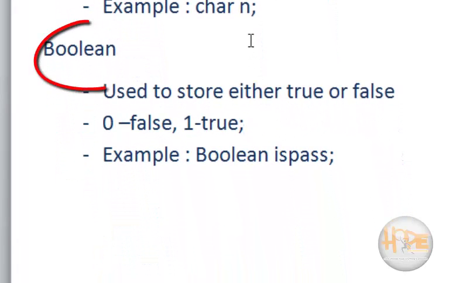Boolean. A Boolean data type is mainly used to store either true or false. The compiler has default values for Boolean. 0 is false and 1 is true. Here, this is the example of Boolean data type.